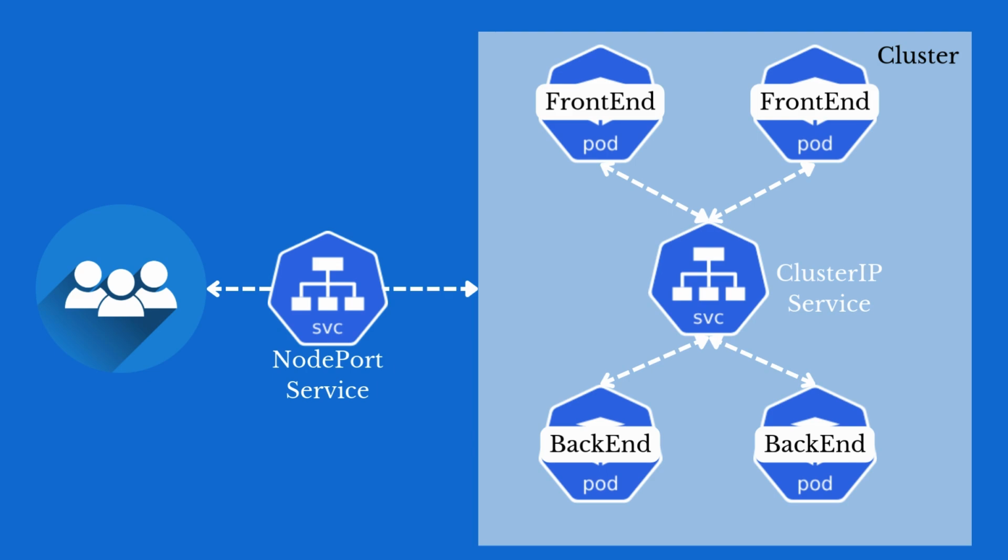When an external request comes in, the service identifies the matching ports and evenly distributes the request across them using a random algorithm, acting as a built-in load balancer.